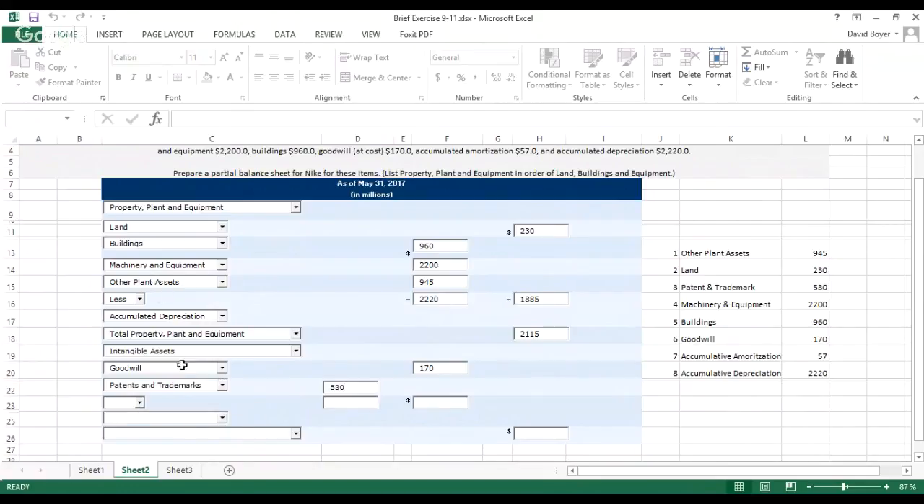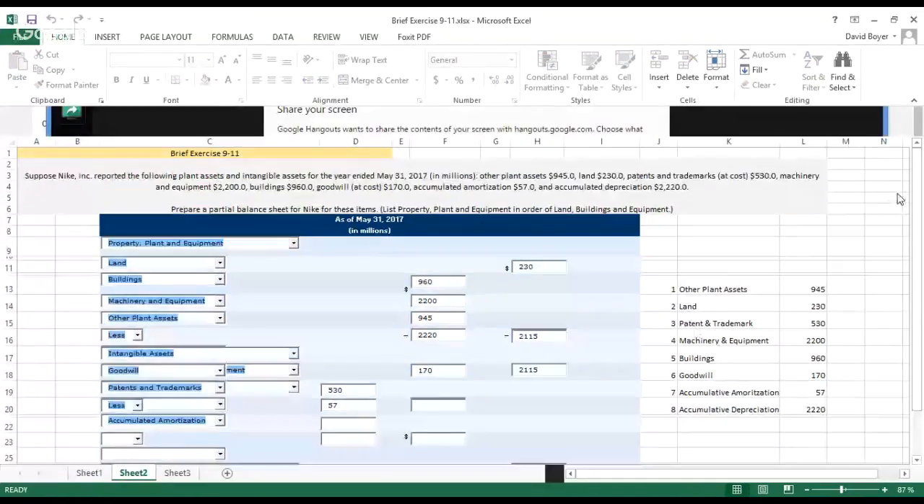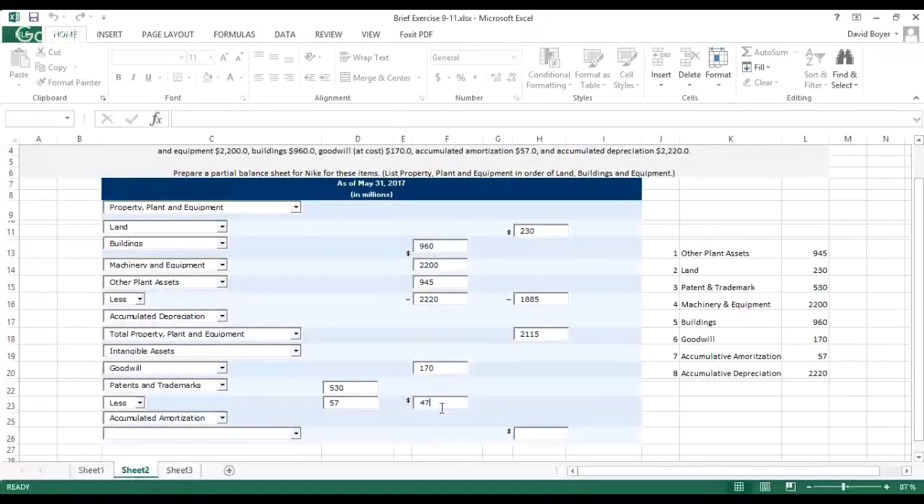And this again is the same thing as up here, as I tried to make it side by side, but it didn't quite work out that way. So we just put less, and then we put our accumulated amortization. Sorry, it's a tongue twister for me. That ends up being $57. So we would take 530 minus 57, which is equal to 473. And that would give us our total.